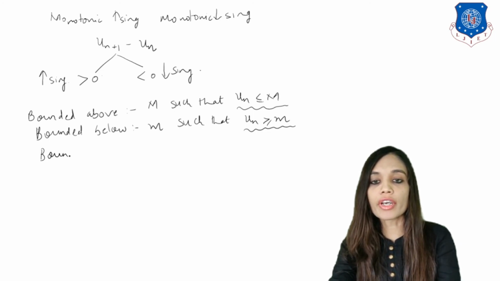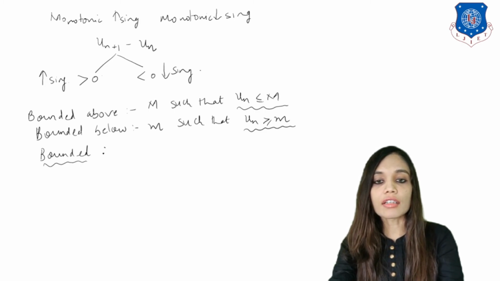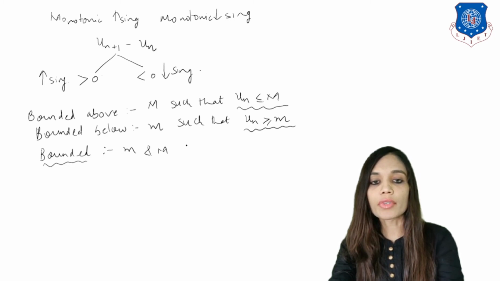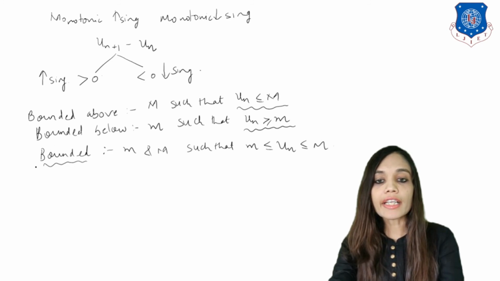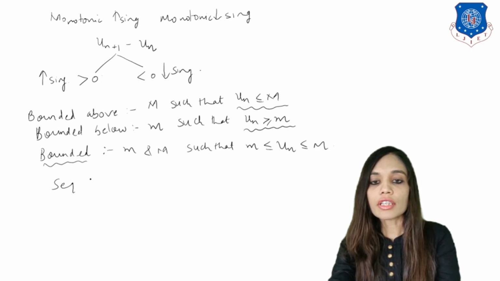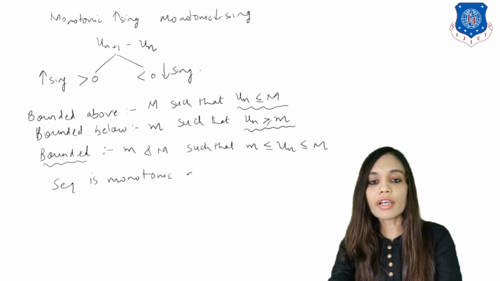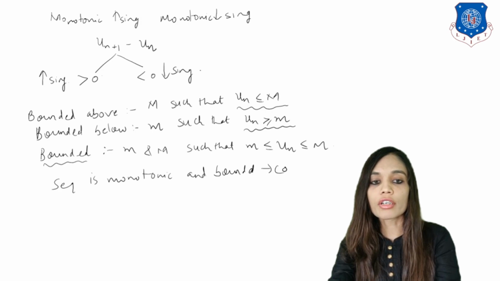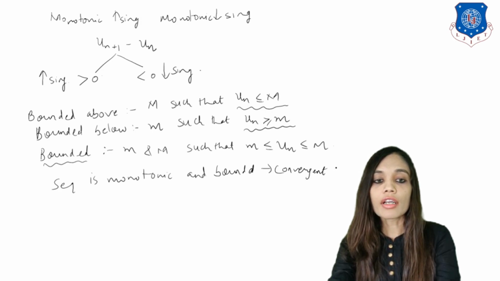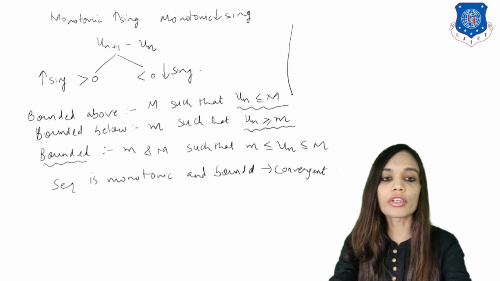Next we have studied bounded sequence. So when can we say that a sequence is bounded? When there exist numbers small m and capital M such that small m less or equal to un less or equal to capital M. And if a given sequence is monotonic and bounded, then what we can say? That the sequence is what? Convergent. Fine. Lastly, we have studied a most important theorem that is known as sandwich theorem.